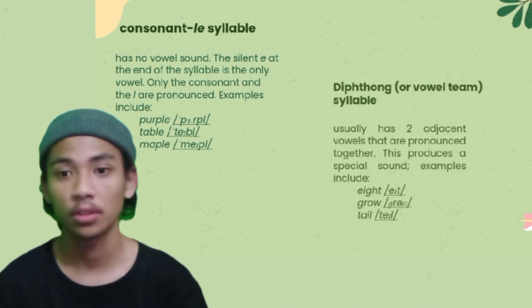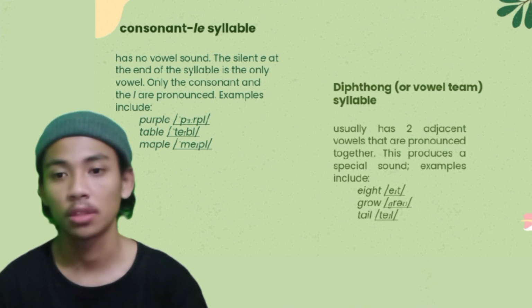Diphthong or vowel team syllables usually have two adjacent vowels that are pronounced together. These produce a special sound. Examples include eight, crow, tail.